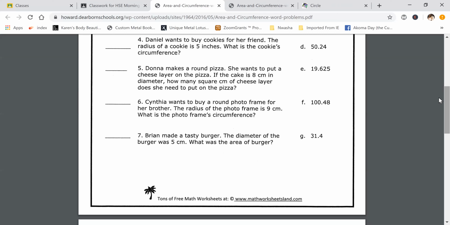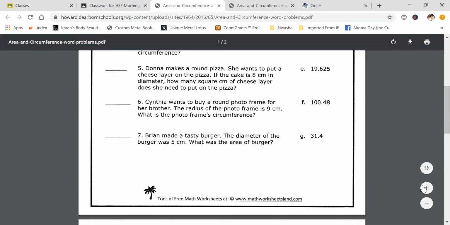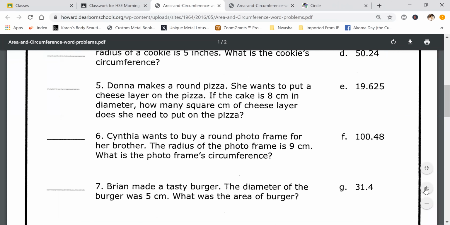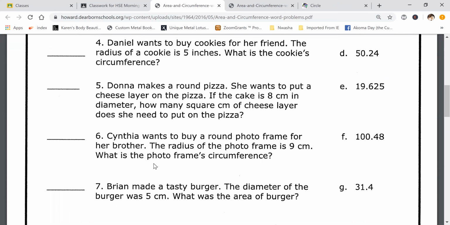So now let's take a look at number 6. It says Cynthia wants to buy a round photo frame for her brother. The radius of the photo frame is 9 centimeters. What is the photo frame circumference? So now this is using the word circumference, but they could have just said frame, especially talking about paintings or pictures. And then what you're saying is, okay, that's still the outside border, right? So they could also say something like border, right? So in this case, they did say the word circumference.